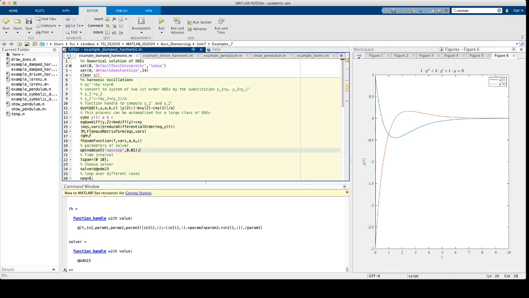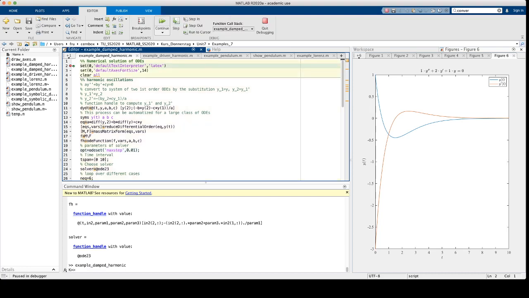This video is the first in a series of 3 about numerical solution of ODEs. This video is based on my example script example damped harmonic. Let's set a breakpoint in line 2 and start the script.